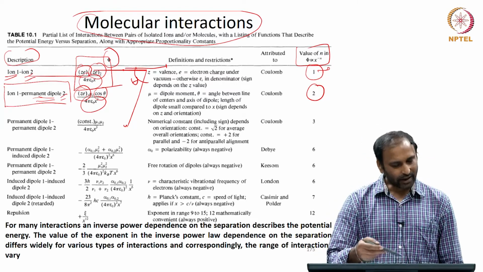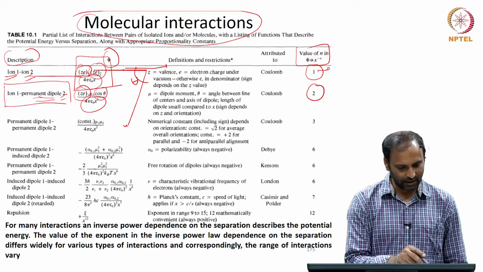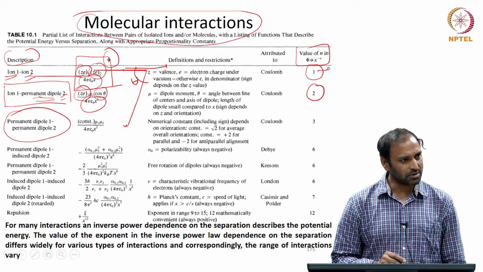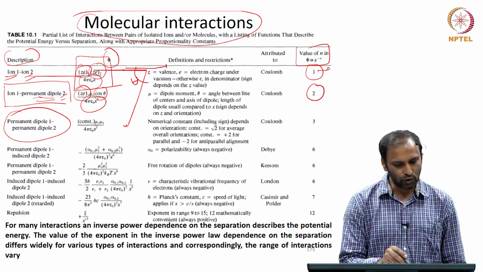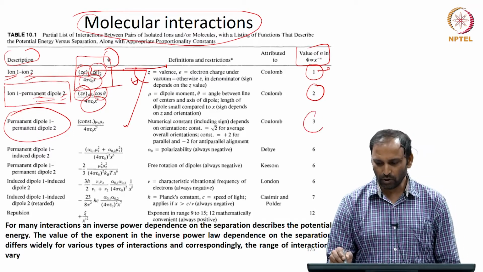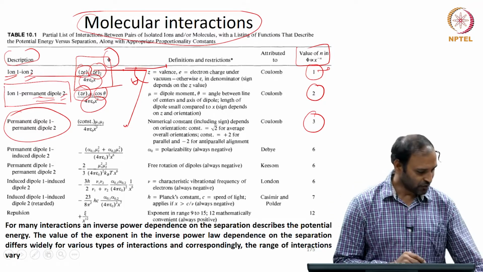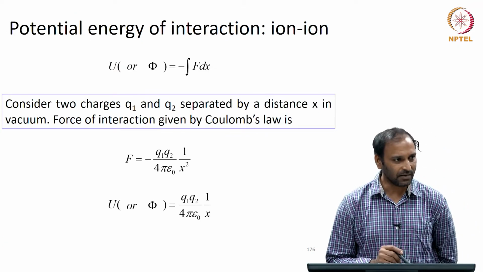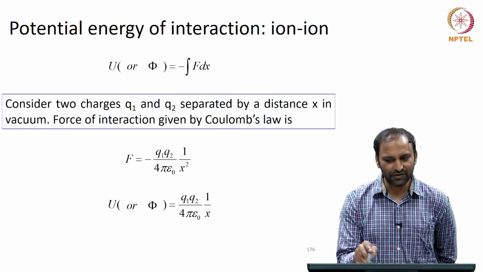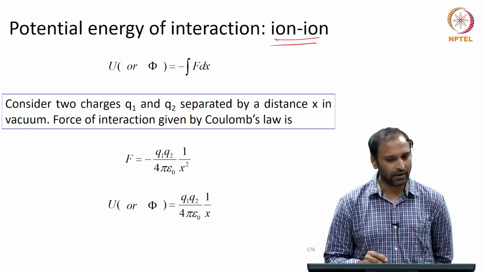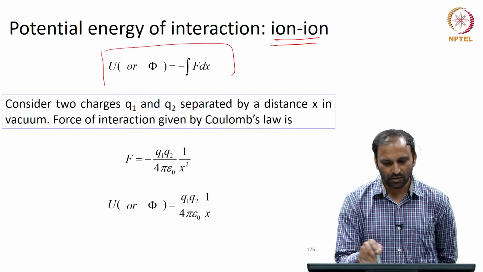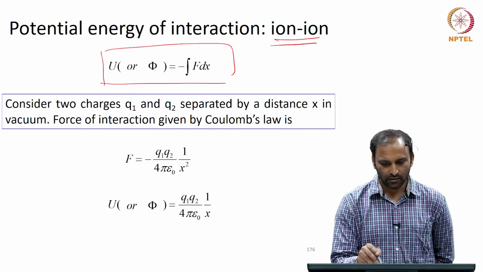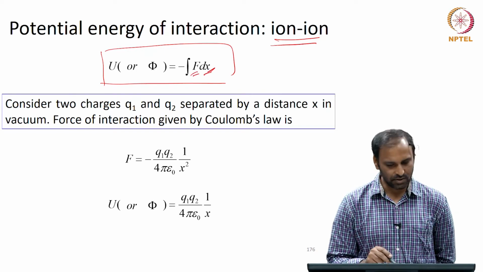Okay. I can go on so on and so forth. I can derive an expression for the interaction between two permanent dipoles. In that case, it will go as mu 1 mu 2 divided by x cubed, so your exponent is 3. We have done this exercise already in the class. If you look at the potential energy of interaction between two ions, I said that the interaction potential, if you want to calculate it, is the negative integral of the force times the distance.